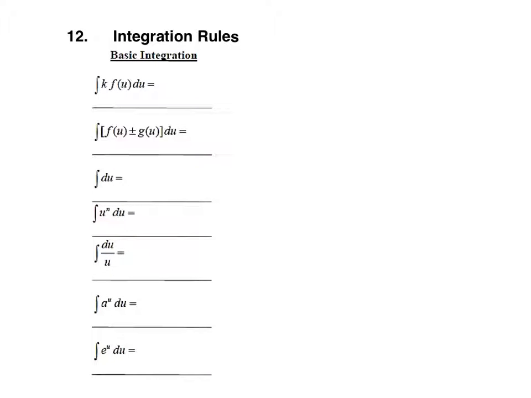So the first one, the integral of k times f of u du, is kind of backtracking to our previous video about properties of integrals. It's just saying that if you have a constant with your integral, you can pull that constant in front. So this is equal to k times the integral of f of u du. Just a property, really.